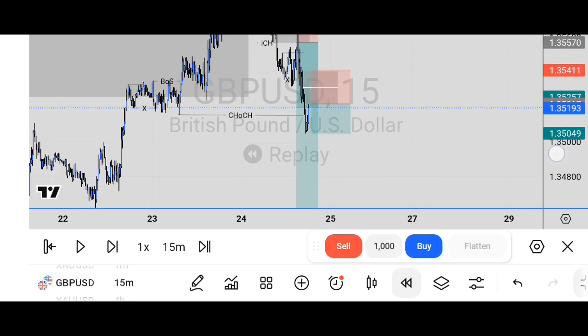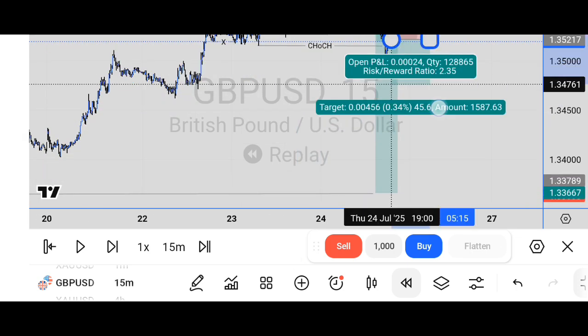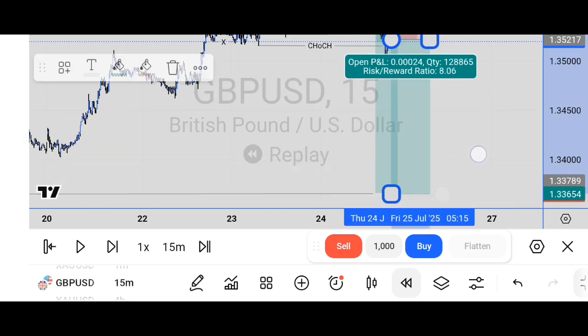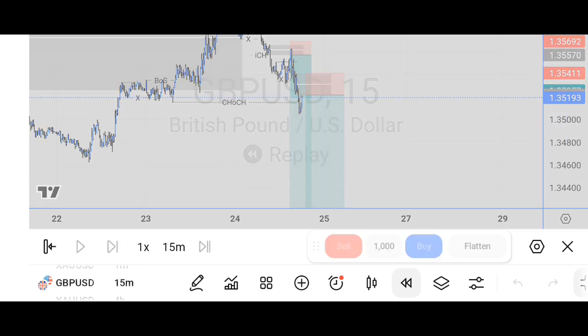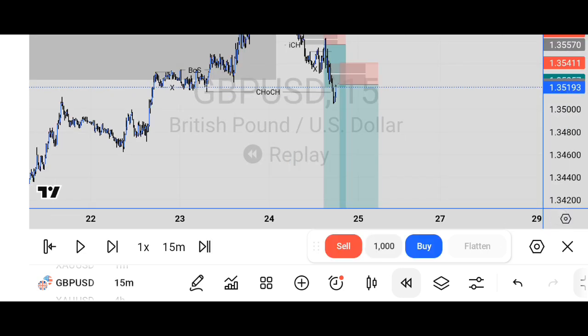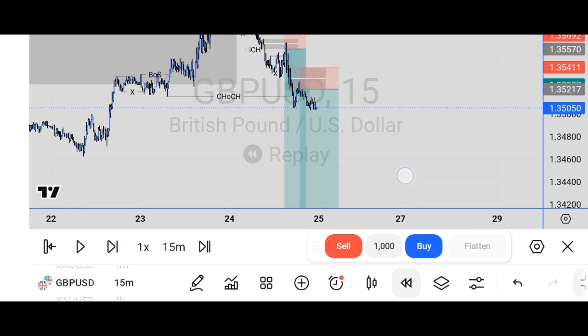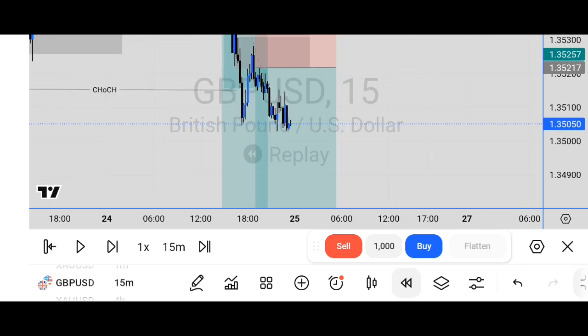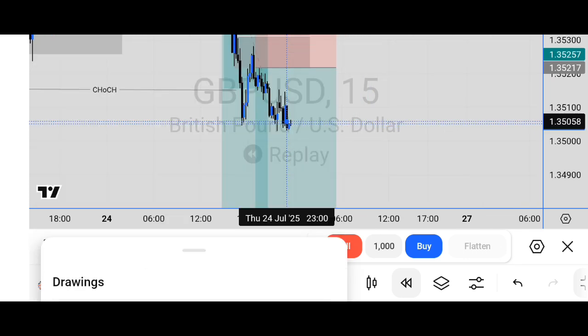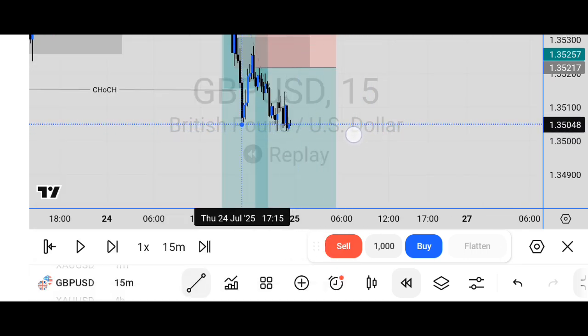and then our take profit is right here. Our take profit is right there. So we continue and we play the price forward. You can see price tapped into that POI. Once price tapped into that POI, we are expecting a break of low.